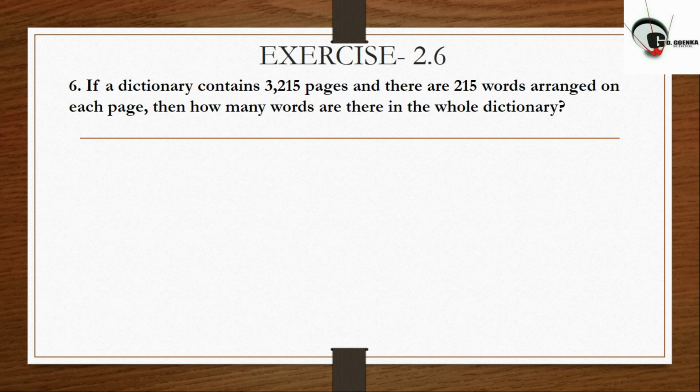The next question is, if a dictionary contains 3,215 pages and there are 215 words arranged on each page, then how many words are there in the whole dictionary? That means again you need to create an image in your mind that there is a dictionary in which we have 3,215 pages, and each page has 215 words arranged on it.